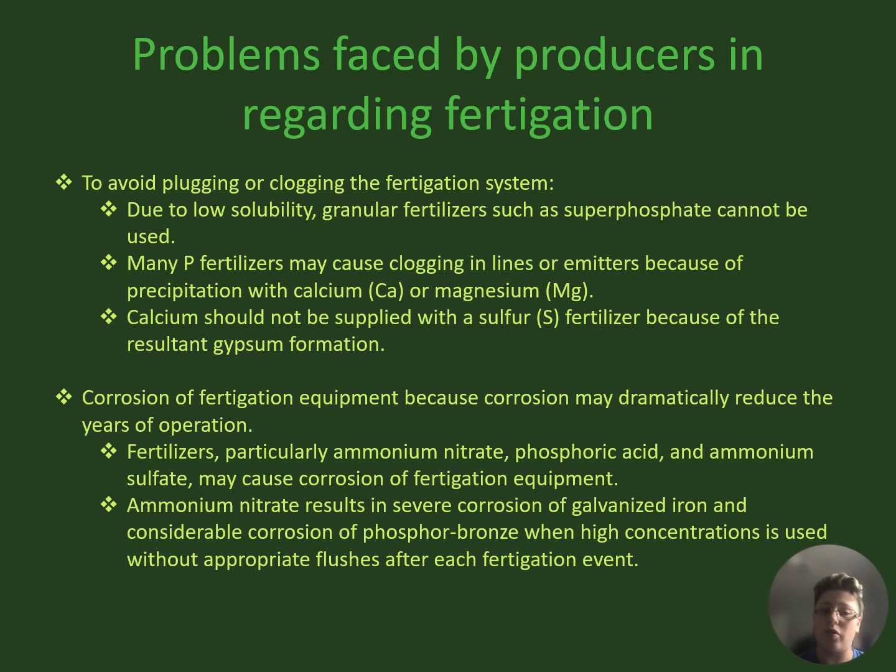Corrosion of fertigation equipment, because corrosion may dramatically reduce the years of operation. Fertilizers, particularly ammonium nitrate, phosphoric acid, and ammonium sulfate, may cause corrosion of fertigation equipment. Ammonium nitrate results in severe corrosion of galvanized iron and considerable corrosion of phosphor bronze when high concentrations go without appropriate flushes after each fertigation event.